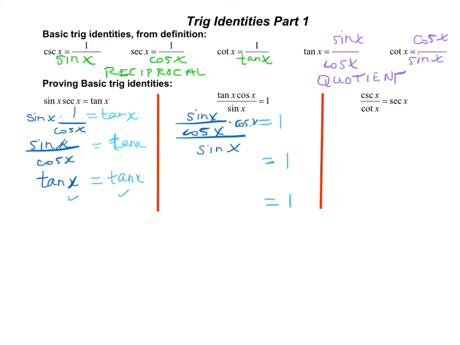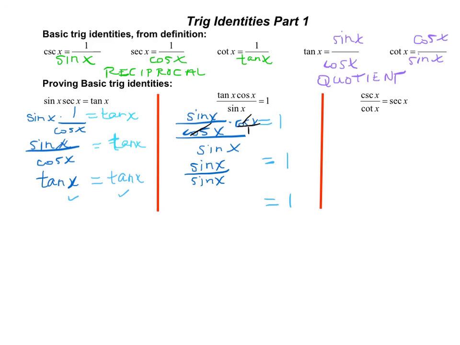I can think of this cosine x that's by itself as cosine x over 1. Then at that point, the cosine that's in the top left denominator can cancel with the cosine that's in the top right numerator, and I'm just left with sine x over 1. This can be simplified to sine x over sine x. Notice that I've brought these ones down. I'm not focused on the right side at all. I'm focused on making the left side look like the right side. Well, what's sine x divided by sine x? Anytime we divide something by itself, what do we get?